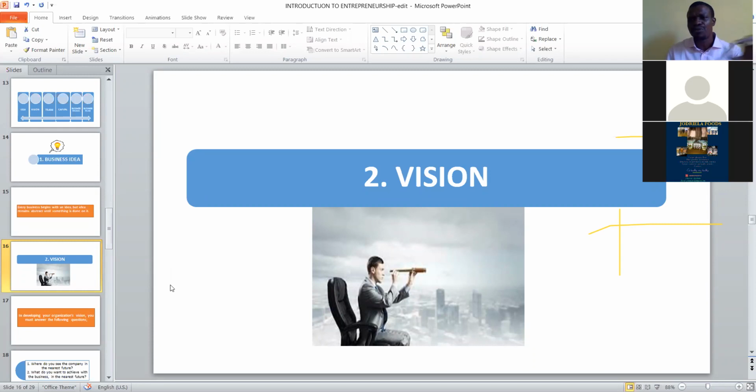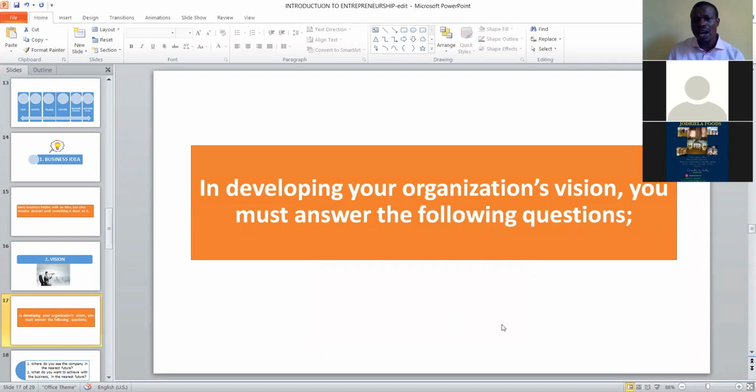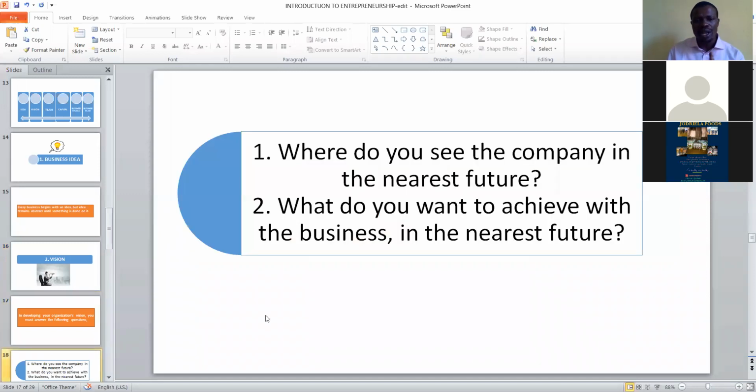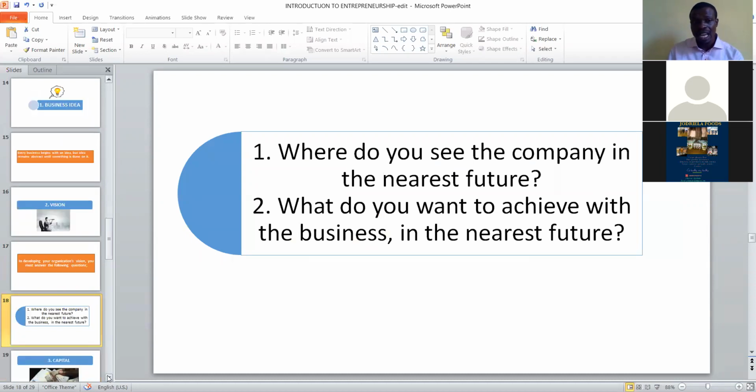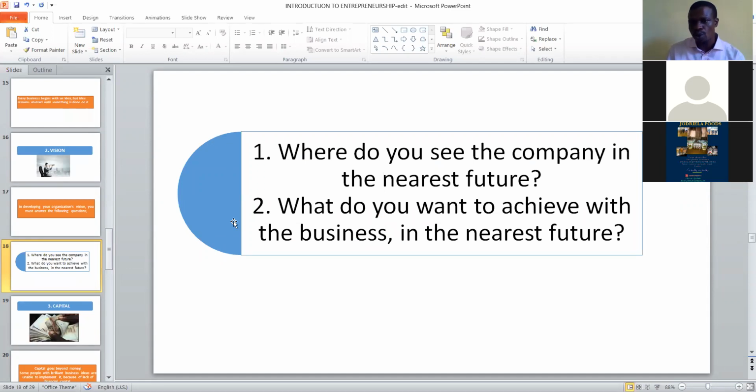What do you want to achieve with the business enterprise that you're about to embark into or that you're going to run? So vision answers where, it is direction, or what do you want to achieve? In developing a vision for your organization, you must ensure that you answer these questions. Where do you see your company in the nearest future? What do you want to achieve with this business in the nearest future? Keep asking yourself.